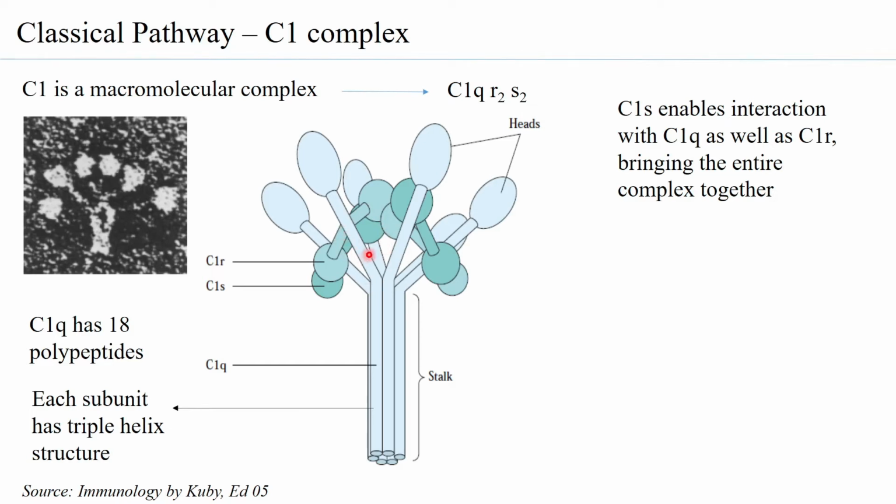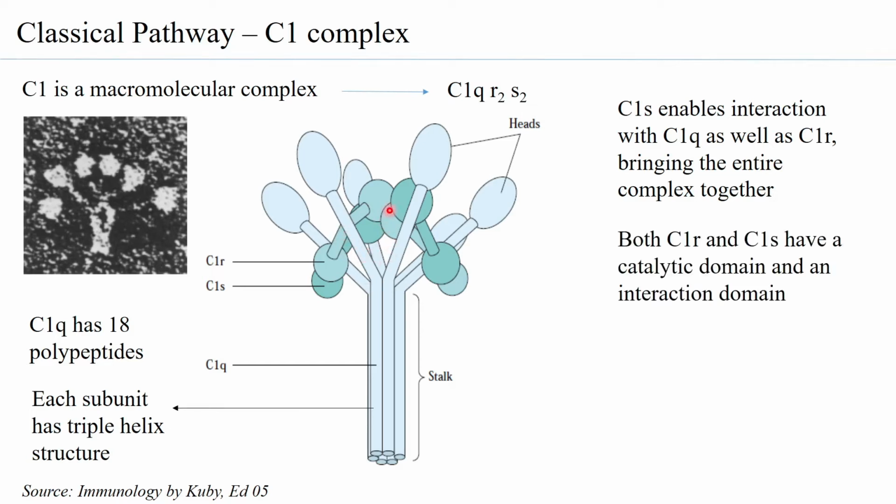But there is another important fact, and that is that both C1R and C1S have two domains. You can see this is one domain, this is the other domain. This is for C1S, and for C1R again you can see there is one domain here and another domain here. So one of the domains is a catalytic domain, and the other domain is an interaction domain. So it helps in interacting with each other.